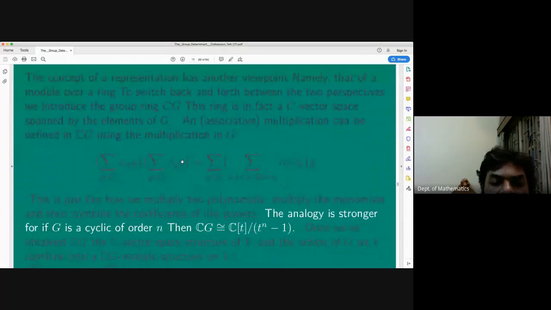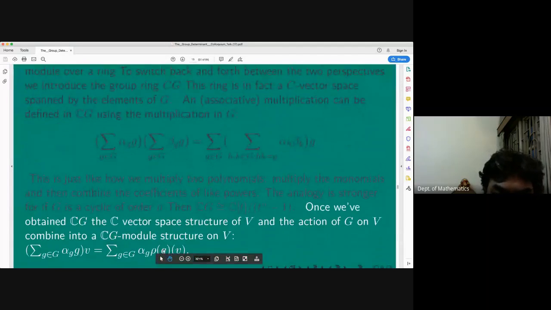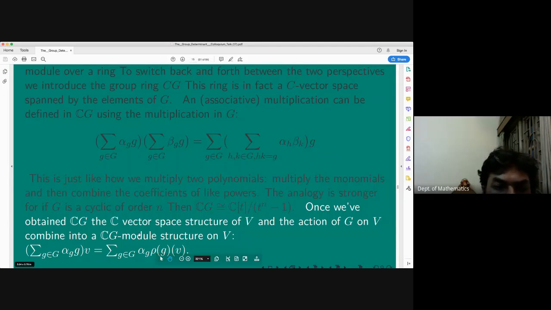So rho G means that the linear transformation that corresponds to this element G acts on v, which comes from the vector space capital V, and then the scalar alpha G also acts. And then you take the sum. So this is how the element from the group ring acts on the element v, and that action makes V into a module. So these things are equivalent, whether you view a representation as a homomorphism from G into GL(V), or you view it as a module over the group ring. They are one and the same.